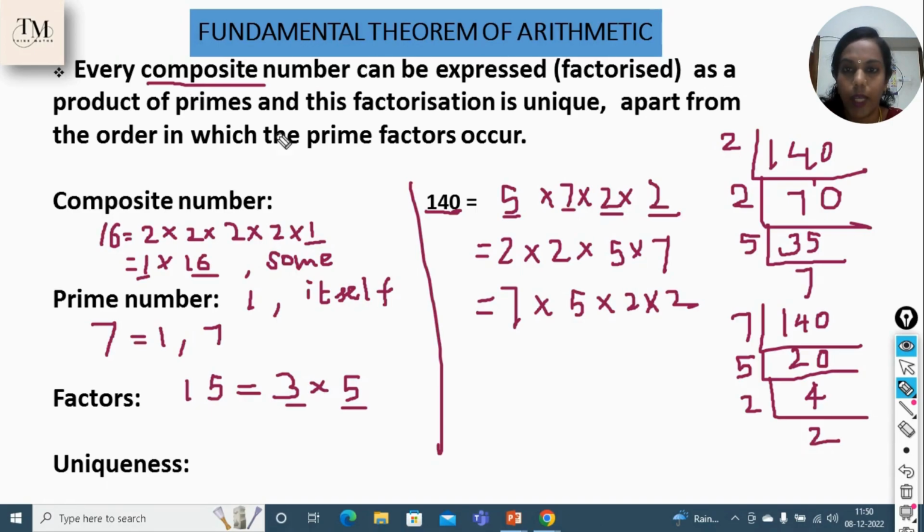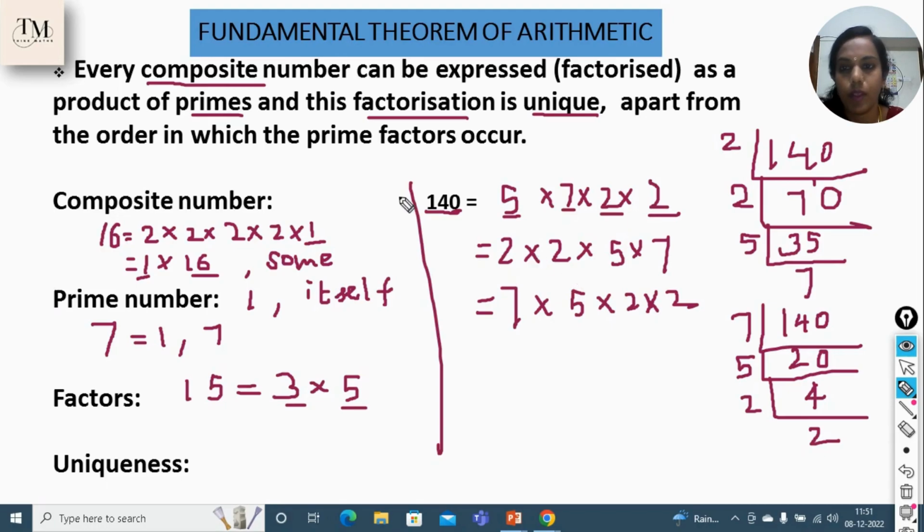It is a product of primes and this factorization is unique. So no other prime occurs in any order. In all the three cases, there are two 2s, one 5 and one 7, so only the order is different. It is expressed as a product of primes and this factorization is unique, apart from the order in which the prime factors occur. The order may be different, but the factorization will always be unique. There will not be two 3s in other cases. If there are two 2s, in all the cases it is two 2s.